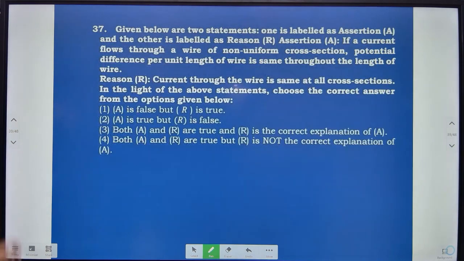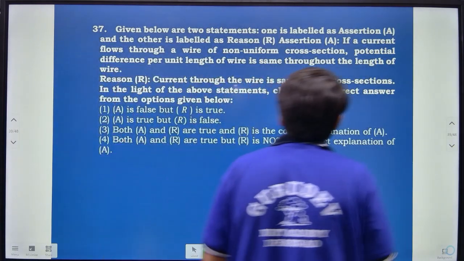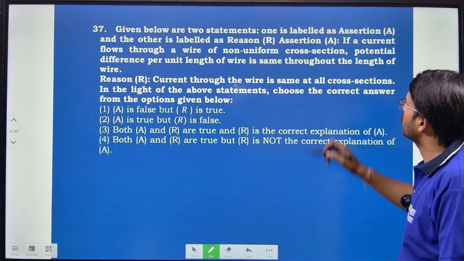Okay, fine. Next, given below are two statements, one is the assertion and the other is the reason. Look at the assertion here.